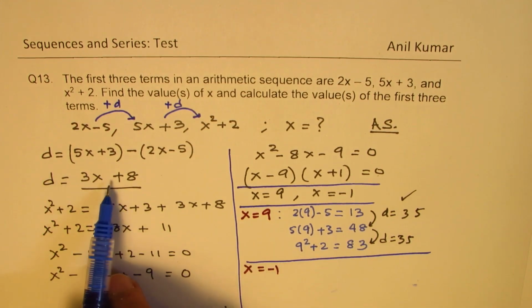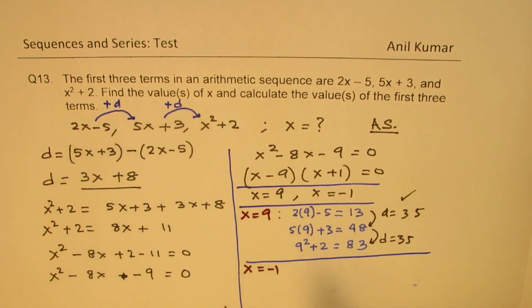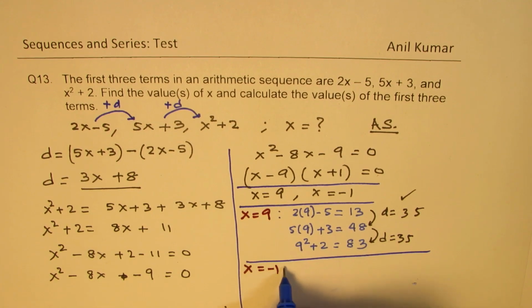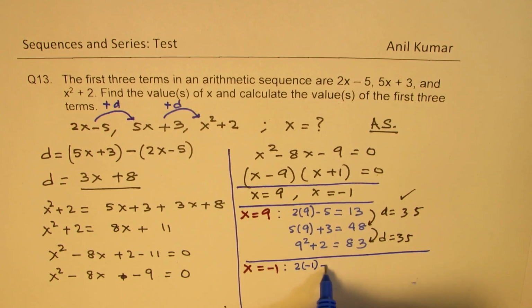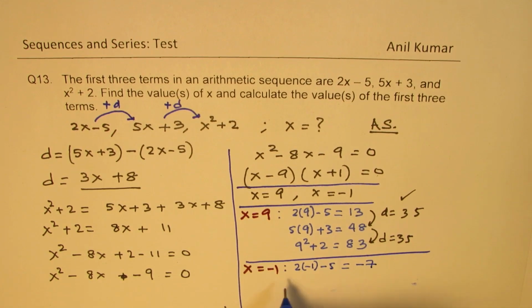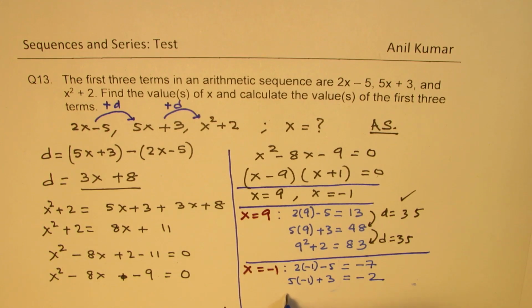You can also find d and substitute that in the first term. You could do that. But I'll prefer to straight away write down minus 1 here, right? And then check. So it is minus 2 minus 5, which is minus 7. 5 times minus 1 plus 3, which will be minus 5 plus 3, minus 2. And then we have minus 1 squared plus 2. So 1 plus 2 is 3.